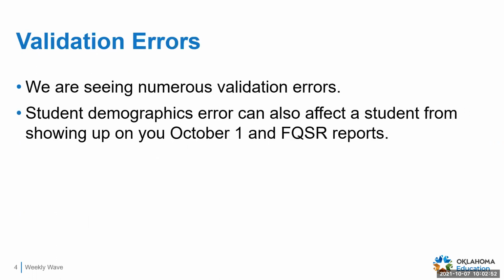And that segues us into validation errors. We're seeing numerous validation errors. Actually, there's like 144,000 plus out there currently. And the student demographic error can also affect a student from showing up on the October 1st and the FQSR. So if a name is not in there correctly, or the birth date or state of birth or race is not in there, you're not going to have an STN created. So please be sure that you're checking those on a daily basis.